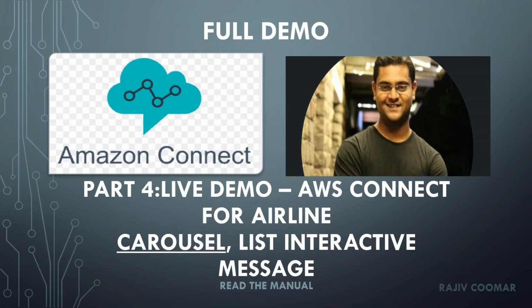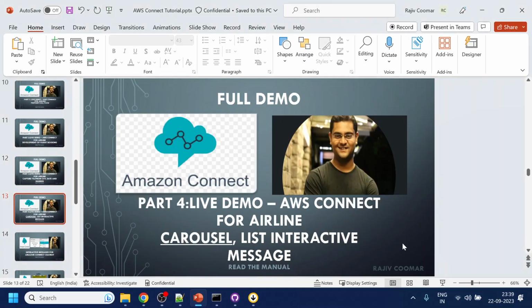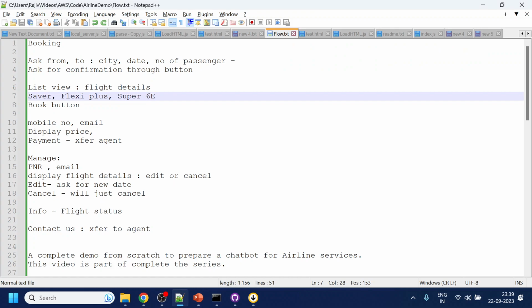Hi guys, in this video we are going to continue our journey of creating the whole airlines chatbot using AWS Connect. In this we are going to use the carousel and also the list for the interactive messages from the use case that we have created. So this is our use case, right?